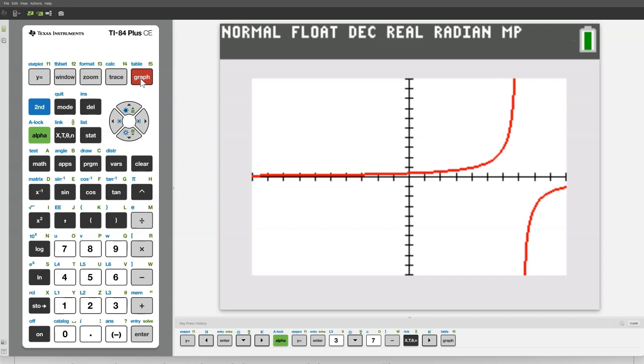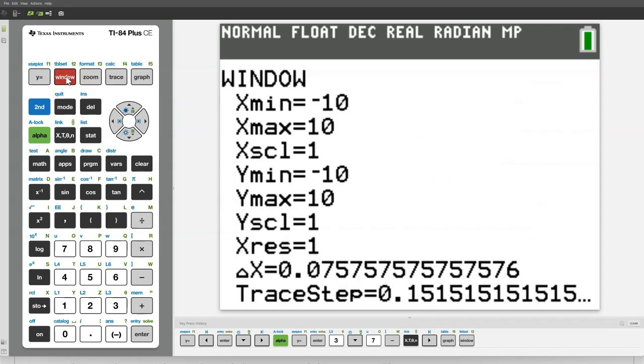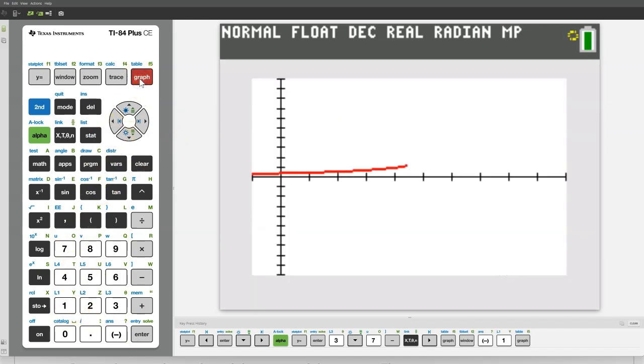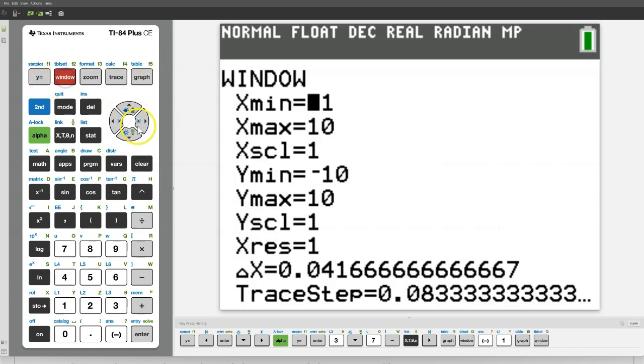And here, that looks kind of like what we had. I'm going to change the window because I don't want to see so many of the negative x values. So I'm going to change my x min to maybe negative 1. And then I'm going to press graph again. Great. And I'm going to change my x max because I want to see a little bit more of the x values, maybe to 14.